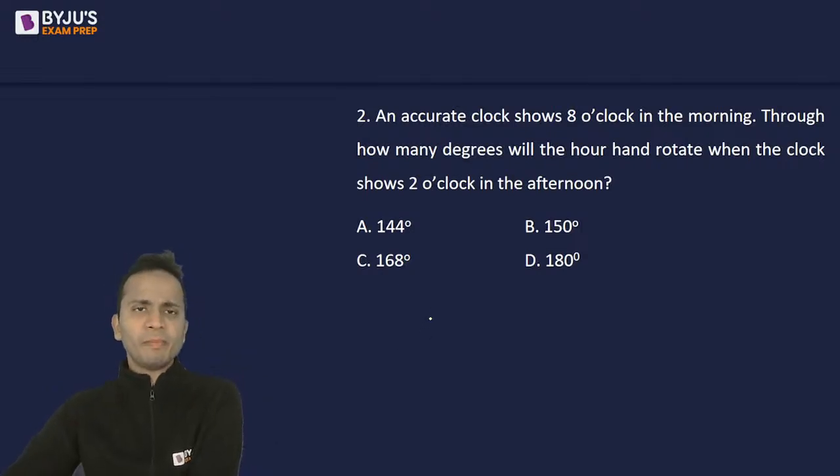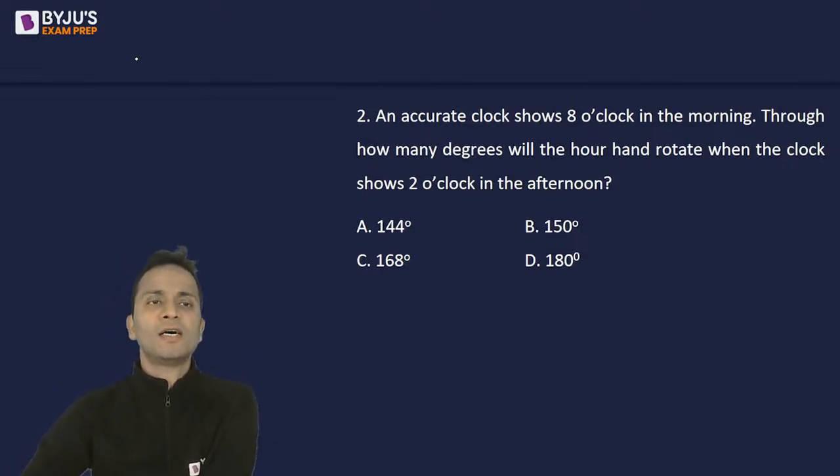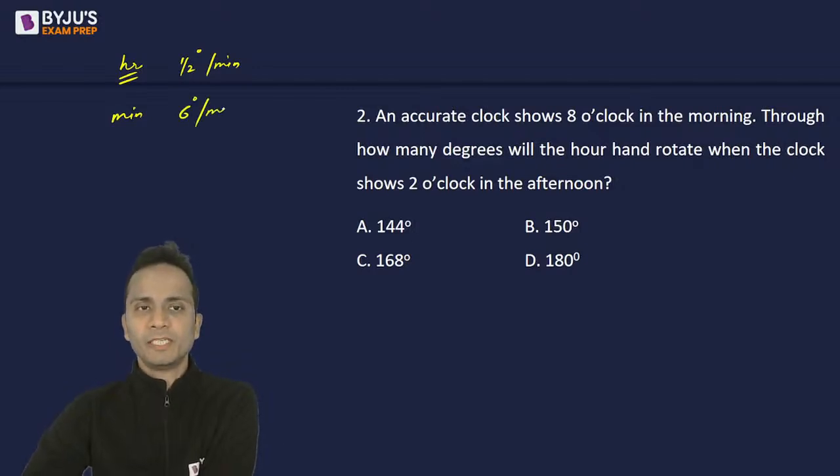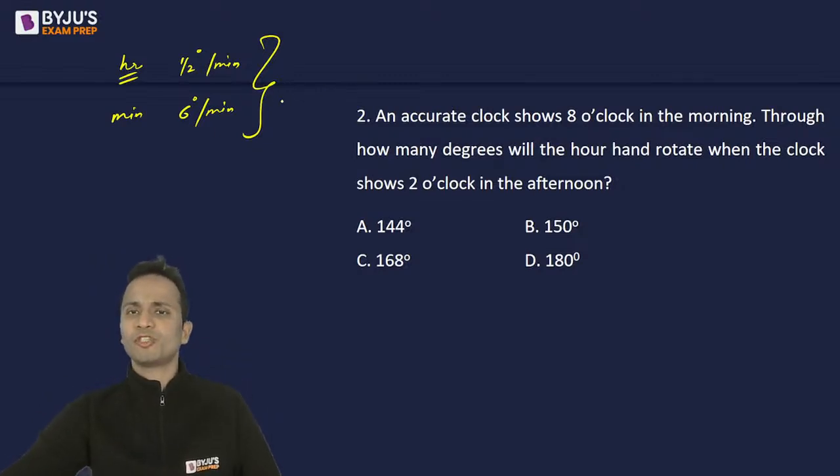Now you must remember a few things: the speed of the hour hand and the minute hand. The speed of the hour hand is half a degree per minute, and the speed of the minute hand is 6 degrees per minute. Just remember these two things, and then you can answer such types of questions.